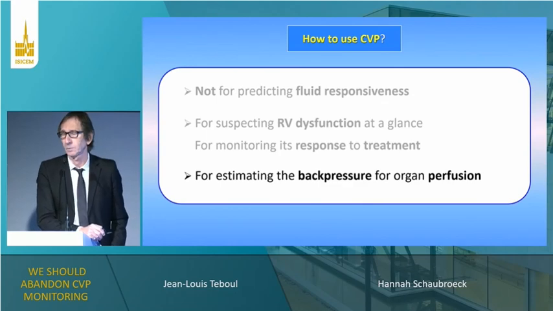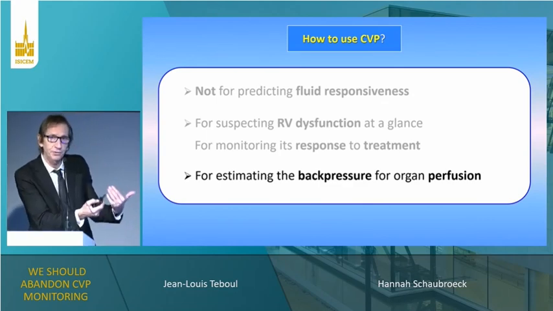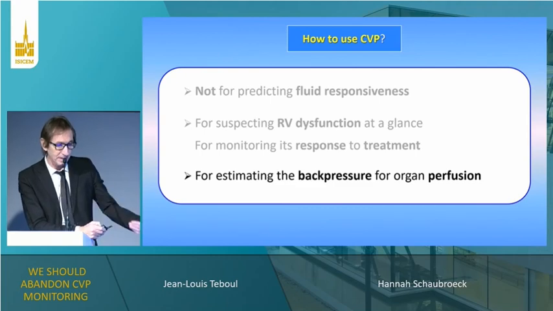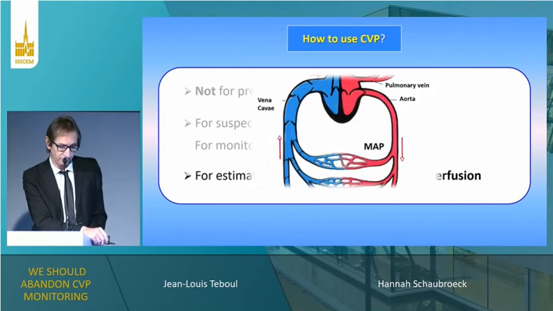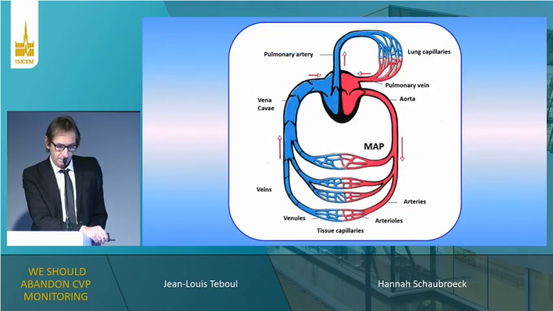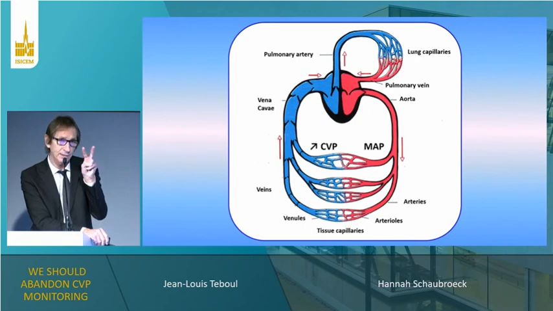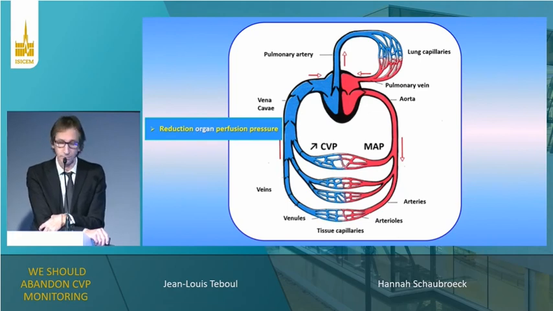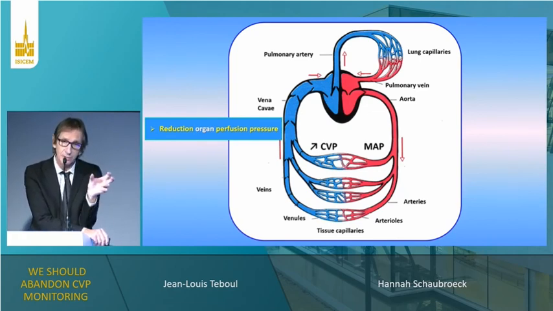Another way to use CVP is for estimating the back pressure for organ perfusion. For example, if you have a high CVP, this high CVP has two consequences. The first consequence is to reduce the organ perfusion pressure, which is the difference between MAP and CVP.